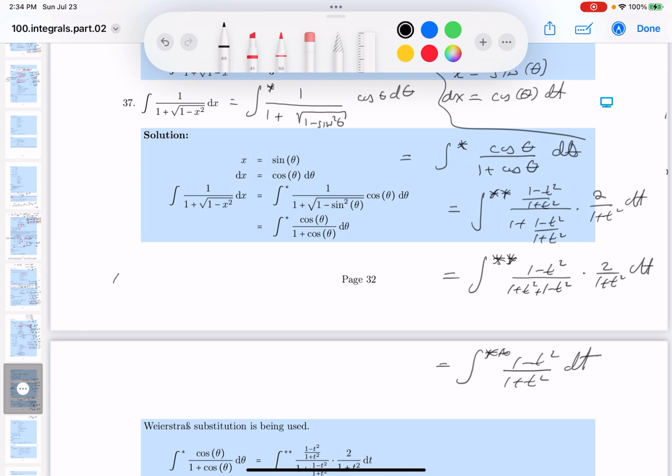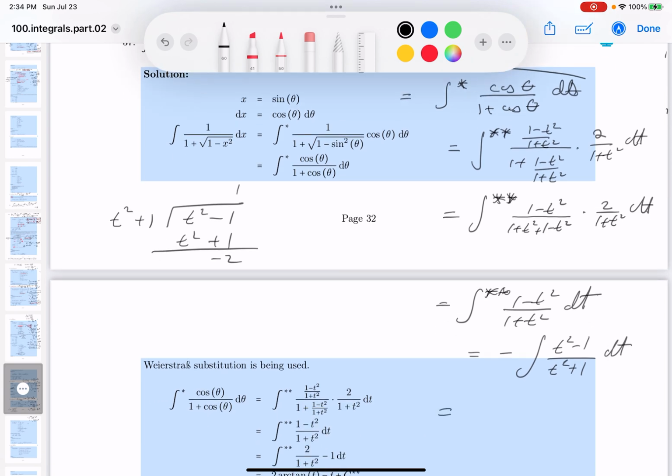I'm going to write it a little differently, though. I'm going to write it as minus t squared minus 1 over t squared plus 1 dt. All right? Let's do that. So t squared plus 1 into t squared minus 1. Well, certainly 1, you get t squared plus 1, subtract, you get minus 2. Let's write that down. You get minus 1 minus 2 over t squared plus 1 dt.